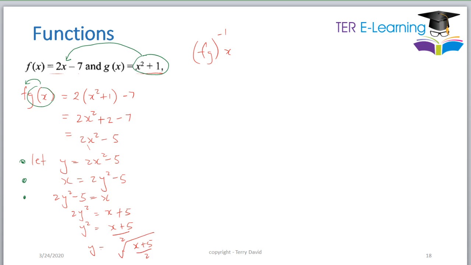So the square root of x plus 5 over 2. So therefore the answer is the square root of x plus 5 over 2. So that's the answer for the inverse of the composite function.